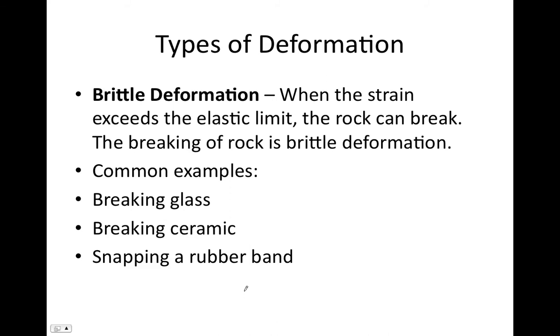Next is brittle. So this is not continuous deformation. This is discontinuous, which means that the material breaks, it cleaves or fractures. Whenever the strain exceeds the elastic limit, the rock can break, and this breaking of the rock is known as brittle deformation. Common examples of brittle deformation: the breaking of glass or ceramic, or if you stretch out a rubber band enough and it finally snaps, right? Whenever you are deforming a rubber band, that was elastic deformation, but you reach a point where it can't deform elastically anymore and it just snaps. And so that's where it transitions from elastic to brittle deformation.